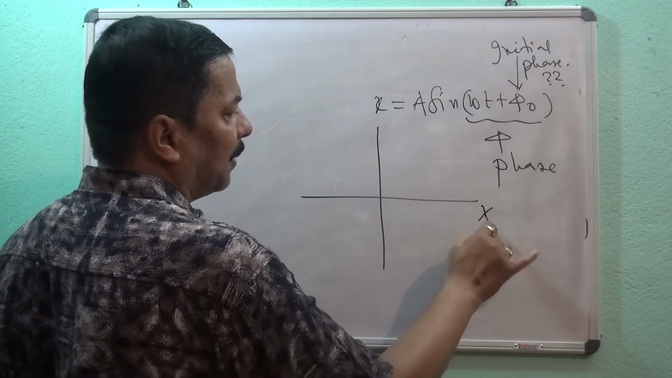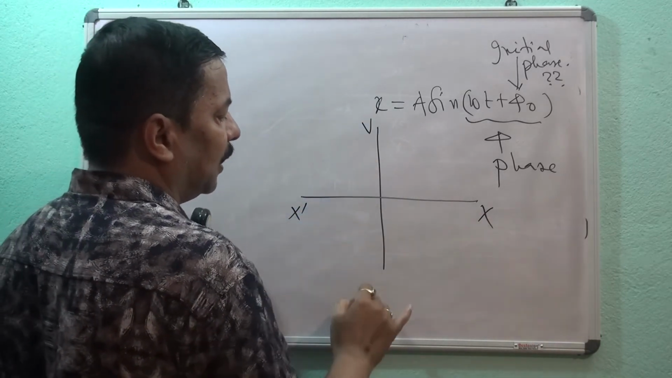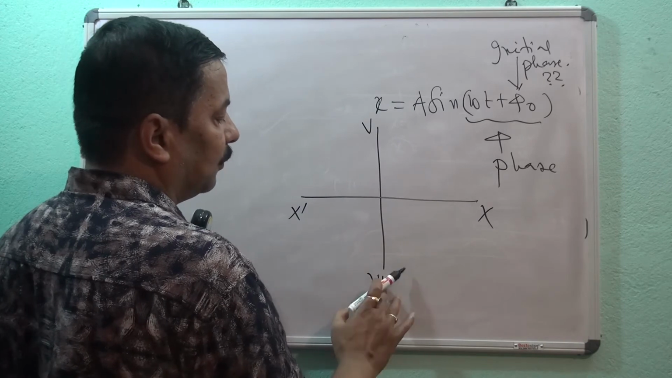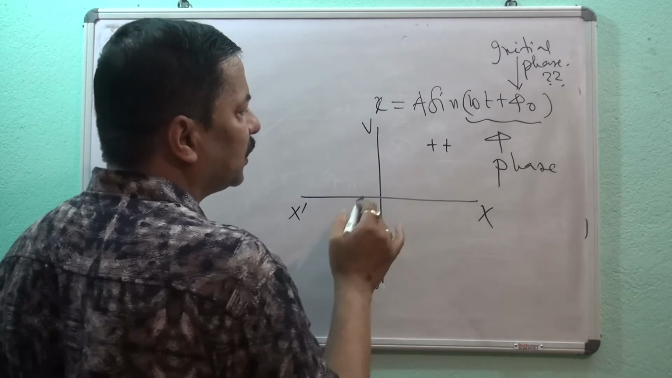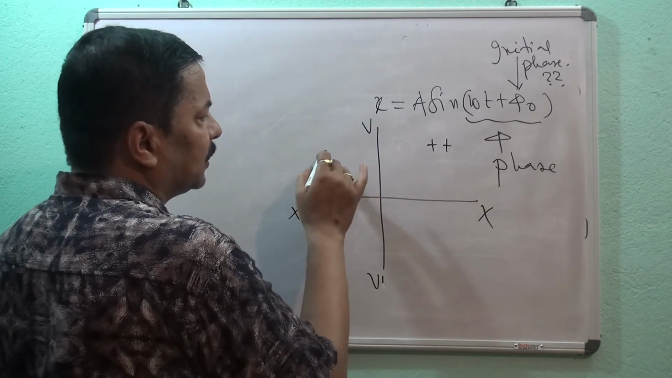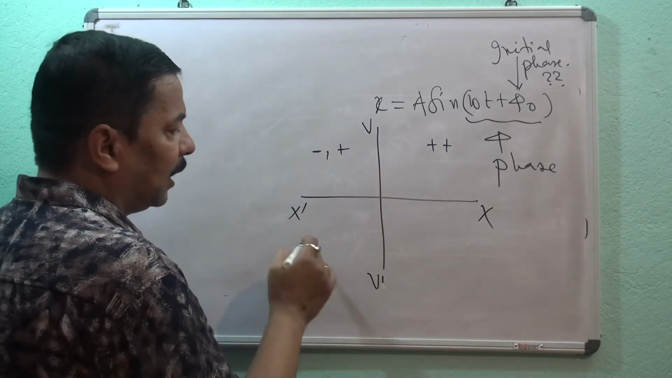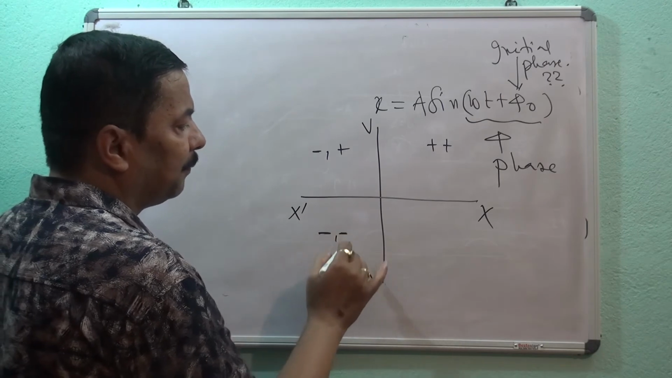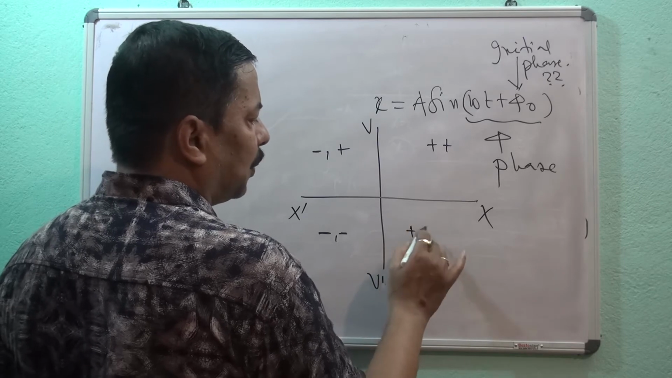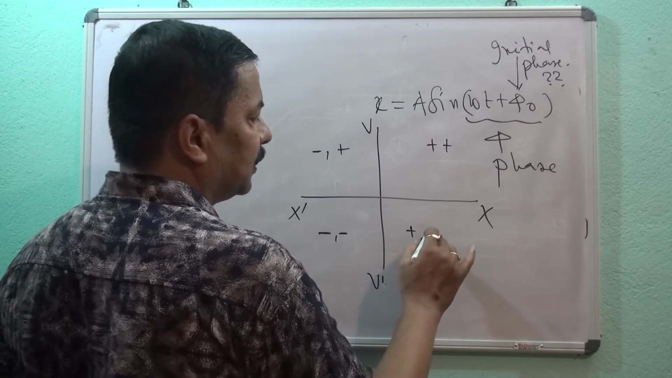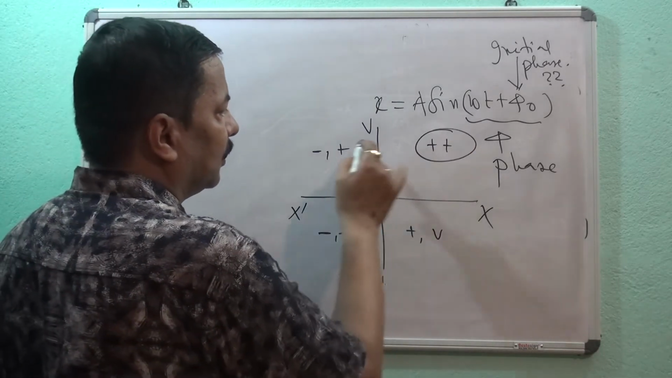See here I am taking x, here I am taking x dash, here I am taking v, here I am taking v dash. If the first quadrant is there, both are positive. Here x is negative and velocity is positive. Here both are negative, and here x is positive and v is negative. This thing you have to remember.